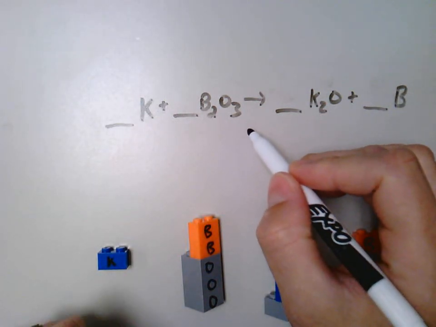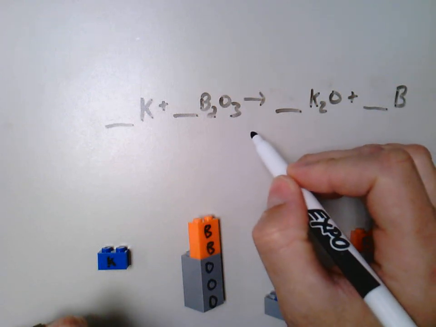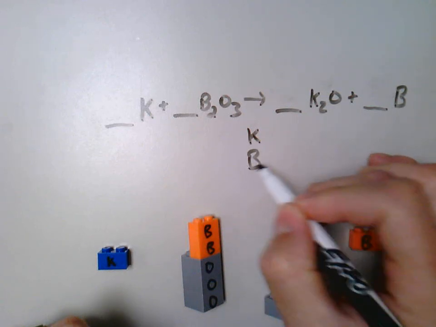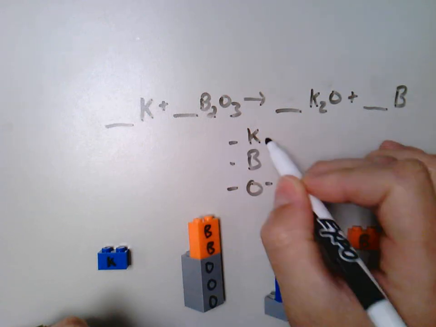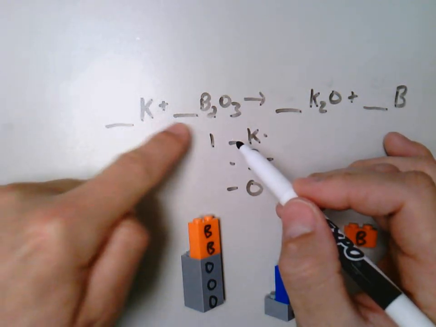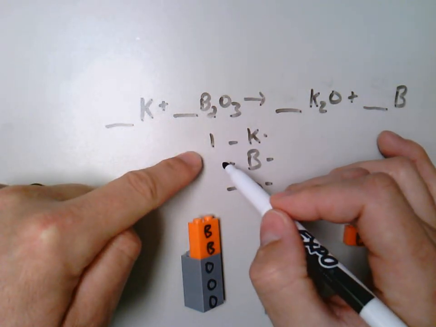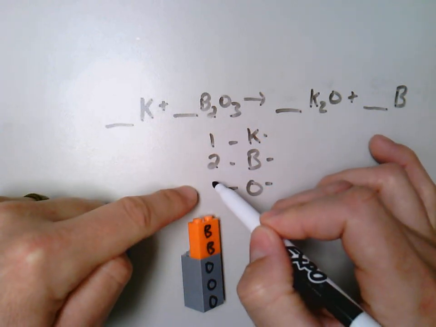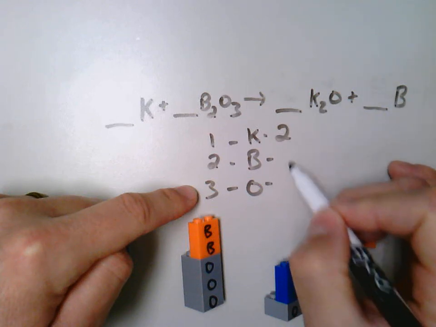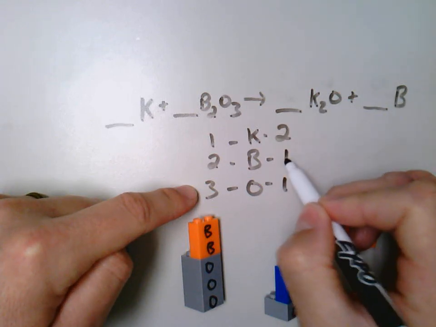or down here at the bottom, your total number of atoms for each element. So we've got K, B, and O. So for K on the left side, we've got 1, and B on the left side, we've got 2, and O on the left side, we've got 3. There's 2 K's, there's 1 O, there's 1 B.